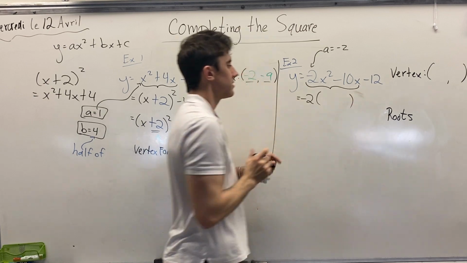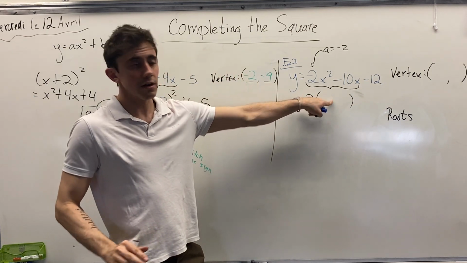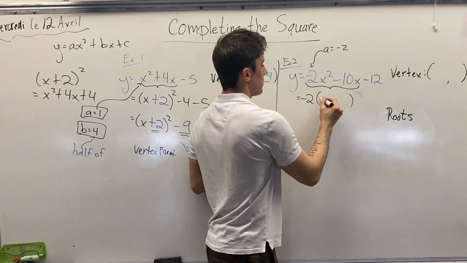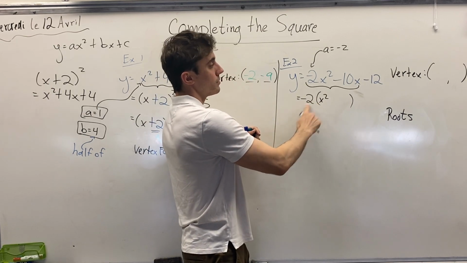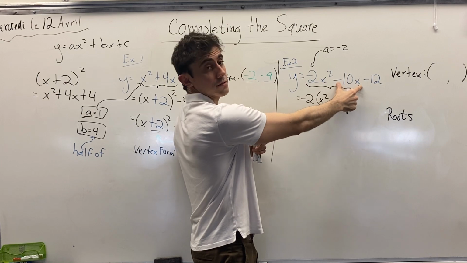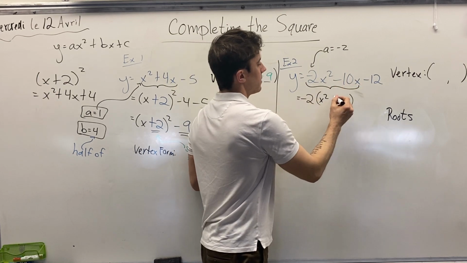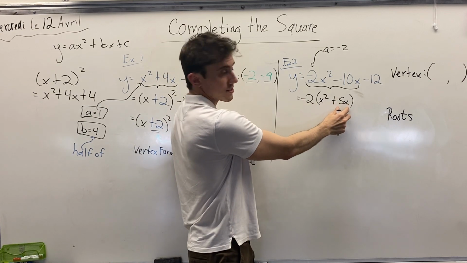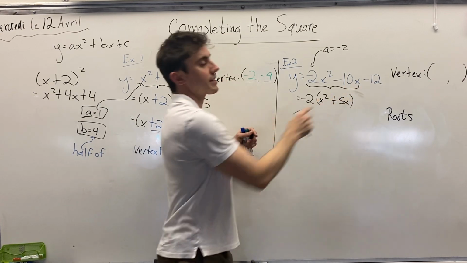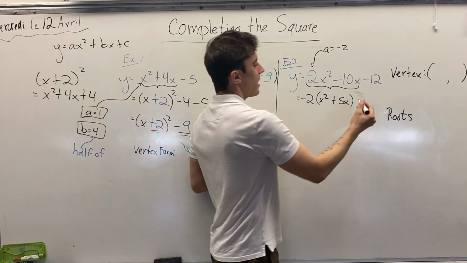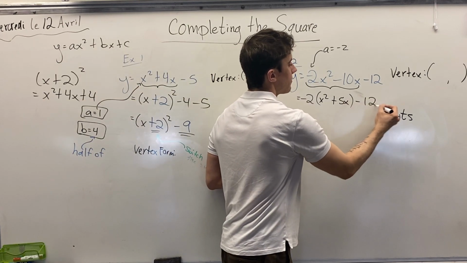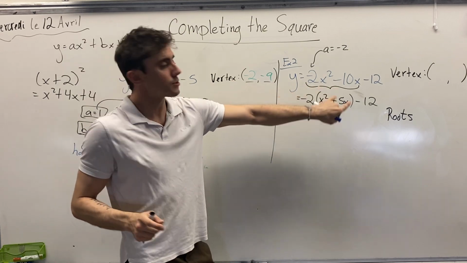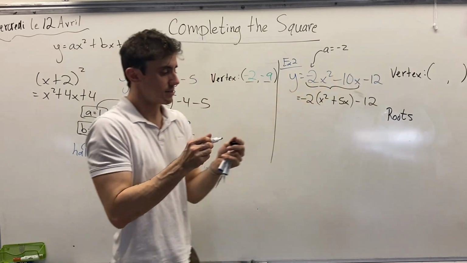We're just going to write the first two terms as they are with the negative 2 factor. And so we'll have negative 2 times x squared, and then negative 2 factored out of negative 10x will be plus 5x, because negative 2 times positive 5x would give us negative 10x back, okay? And then at the end, we'll still have our minus 12 because we only factored the negative 2 out of the first two terms. So the minus 12 can stay as it is at the very end, okay?